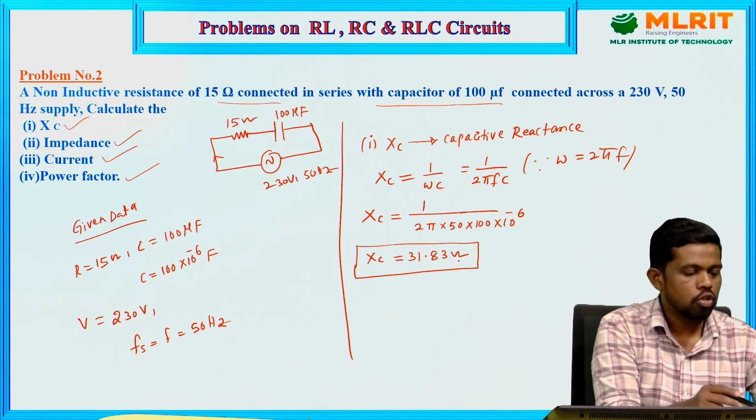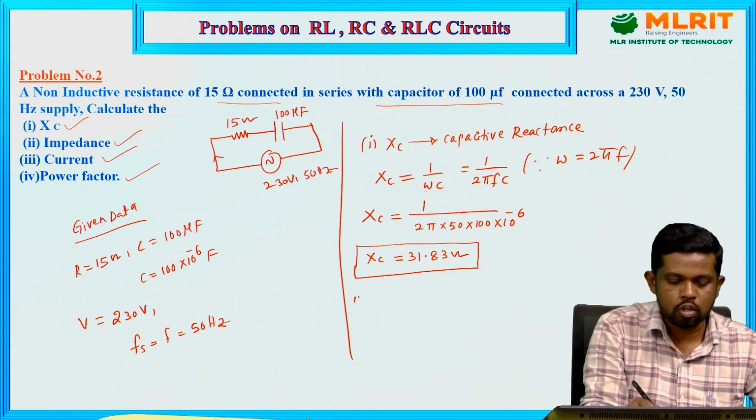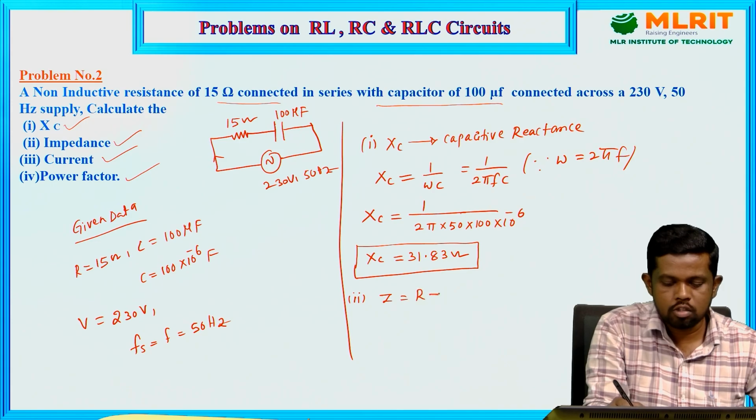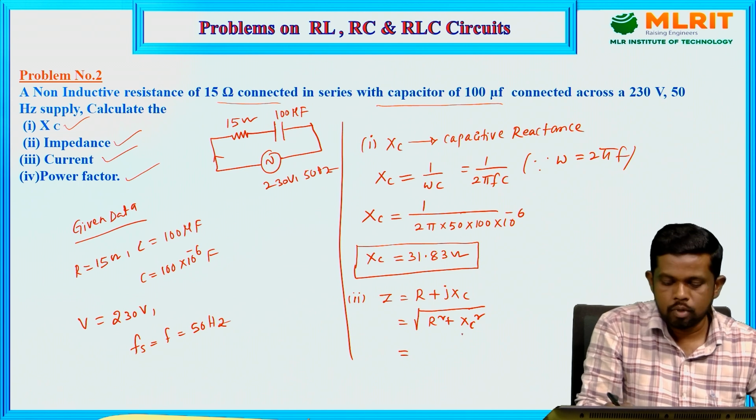Next, the second question is the impedance. We need to find the impedance of the network. Impedance is Z equal to R plus J XC. Then the magnitude value should be the square root of R square plus XC square. So then we will substitute the R and XC values.